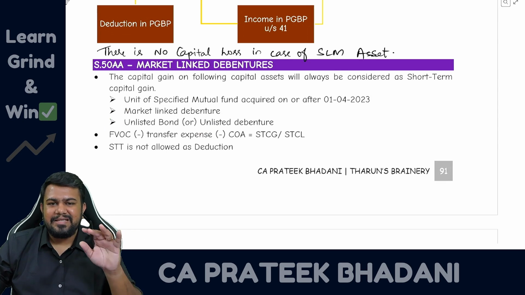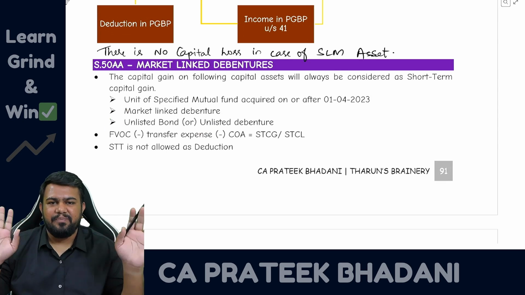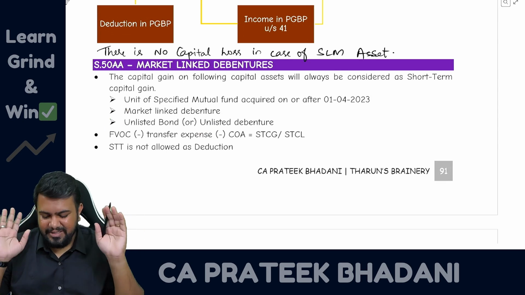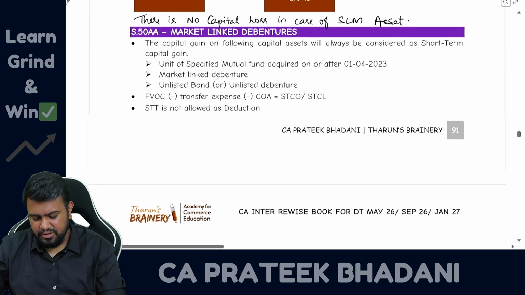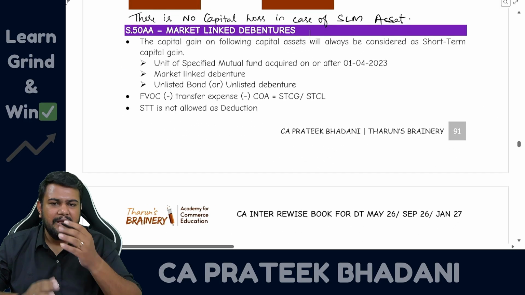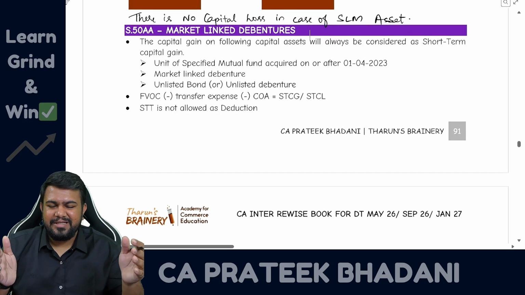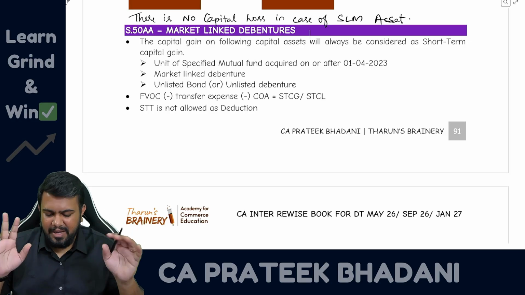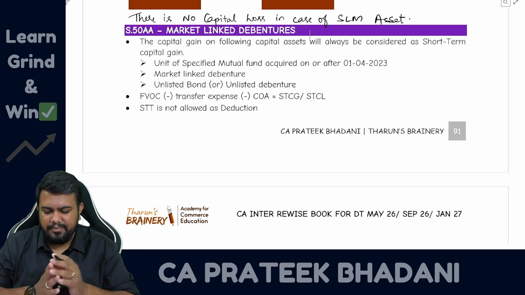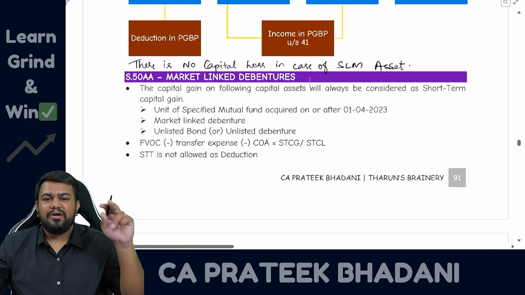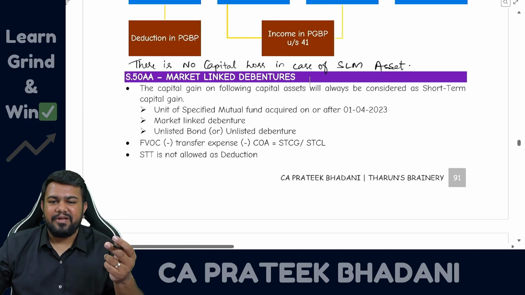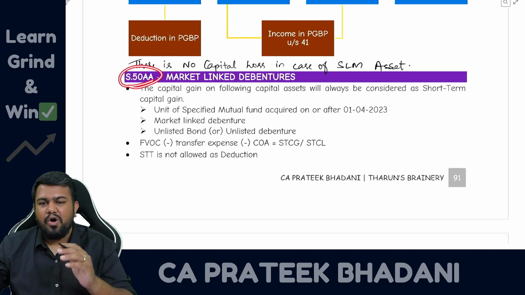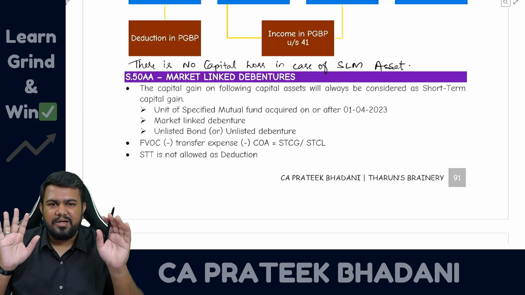So all these assets are always considered short term. That is only the section. It is always considered short term. So whenever you are calculating the capital gain, you need not see the period of holding of the asset. You always consider it as short-term capital gain or short-term capital loss and solve the question. Fine. So in the period of holding concept, this is also one exception that I have given, that under section 50AA, always the assets will be considered as short-term only.